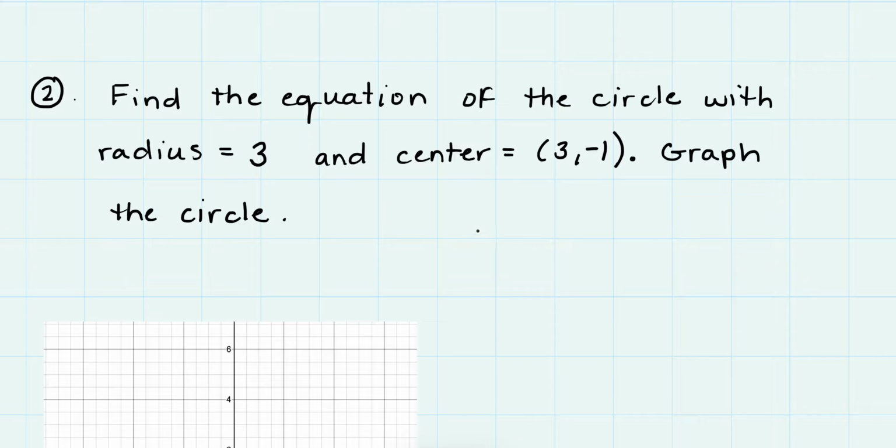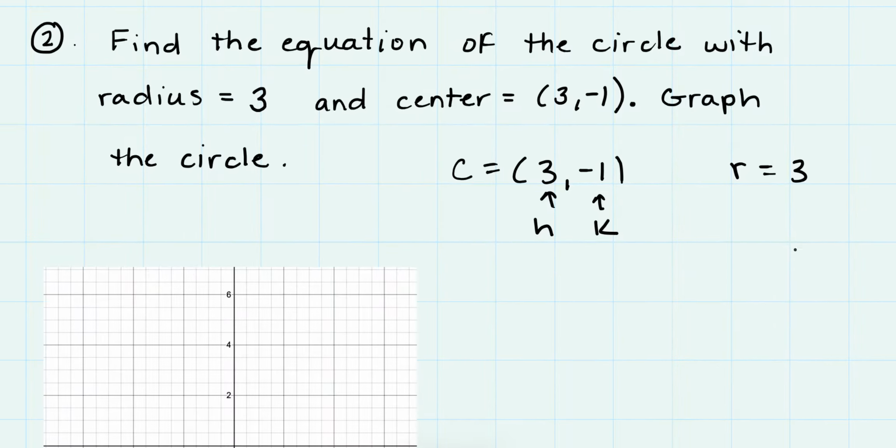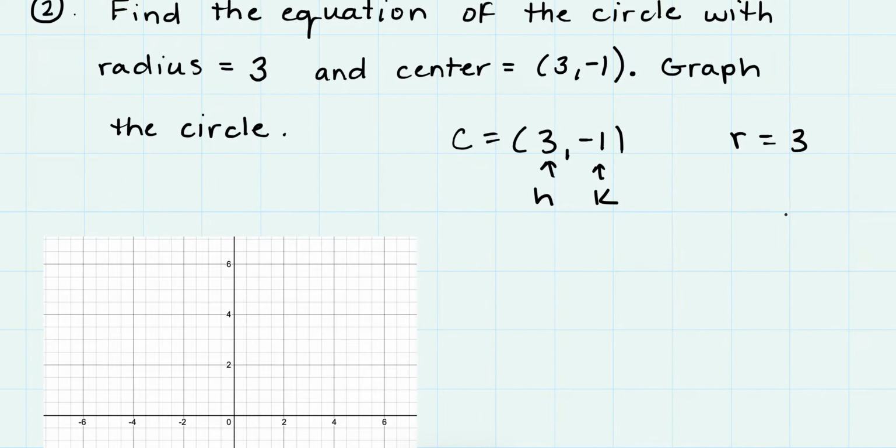So since our center is (3, -1), that tells me that h is 3 and k is -1. Our radius r is equal to 3. Now you can decide which one you want to do first, finding the equation or graphing. It doesn't really matter the order.